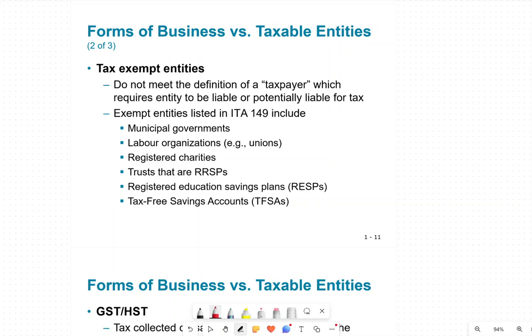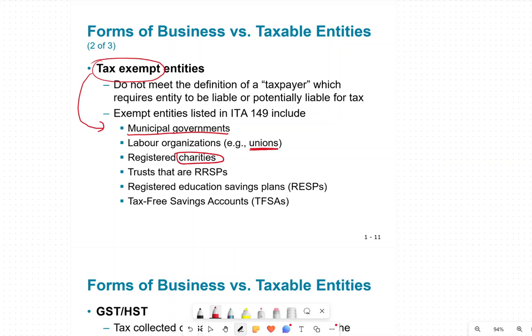Now, some people or entities are tax exempt, meaning they don't pay any tax. Who are those? They are municipalities, like the City of Toronto, City of Brampton, City of Vaughan. Those are cities, so they don't pay any taxes. Labour organizations, such as unions, don't pay any taxes. Charities such as churches and temples are non-profit organizations.